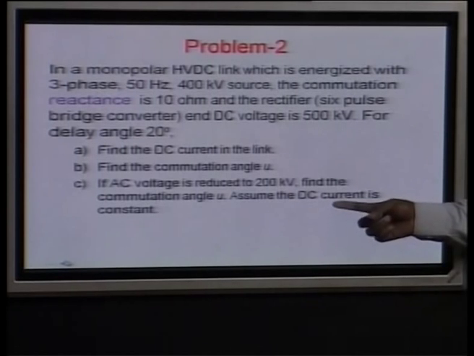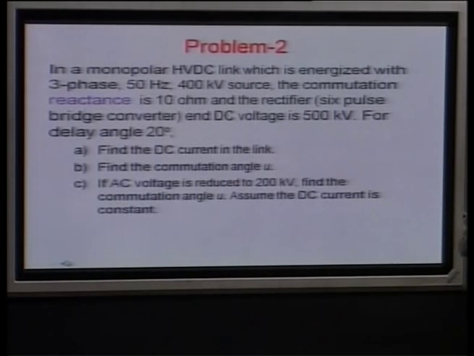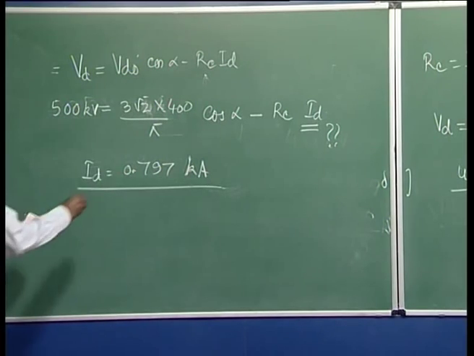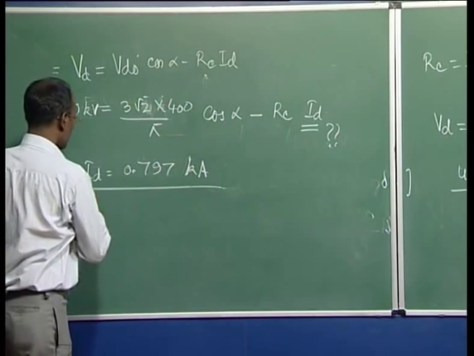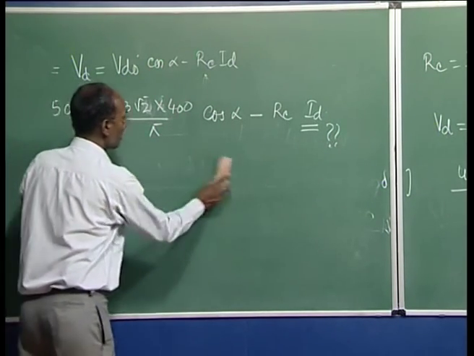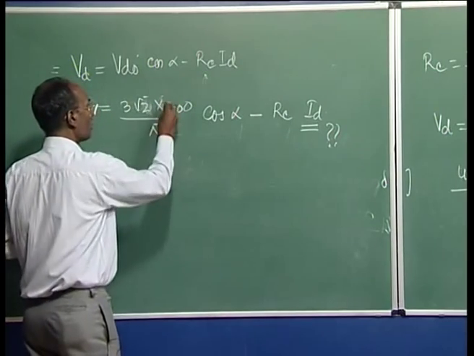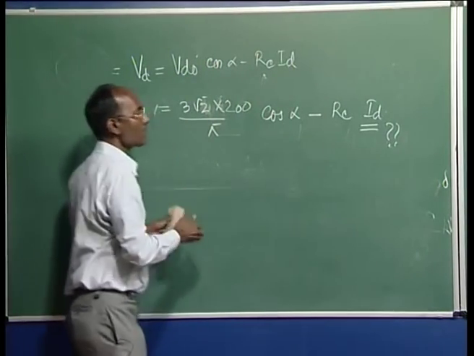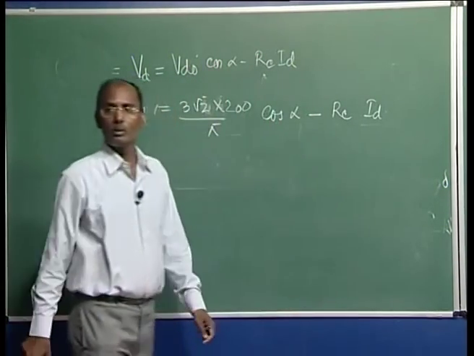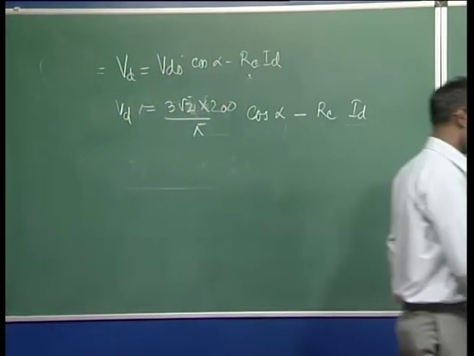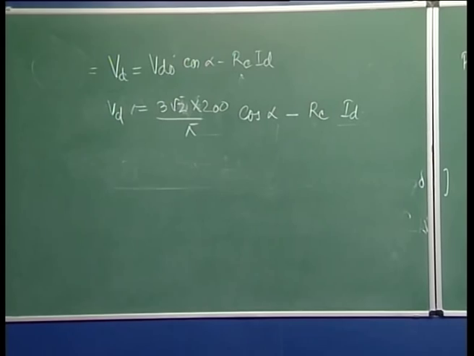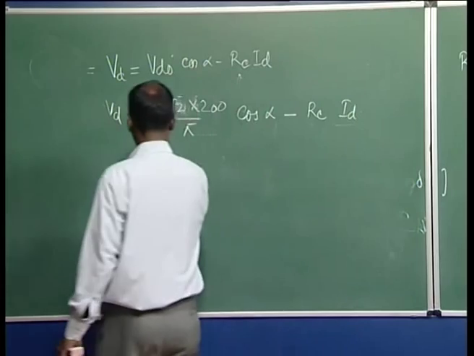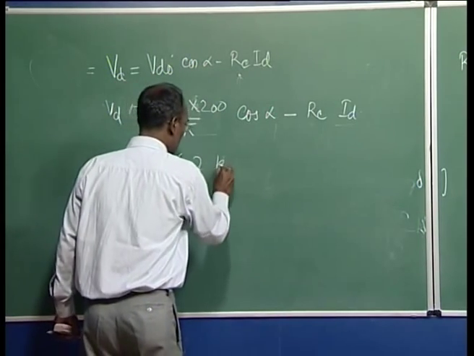Now in the third part, again similar, you have to calculate the DC output voltage for this 20 degrees, again the same. RC is now known to you. Now if this voltage is reduced to 200 for the same current, now the current is known, this value is going to be changed to 200 volt, then you have to calculate what will be this VD. In this case ID is now known, and as per my calculation it is coming out to 246.2 kilovolt.